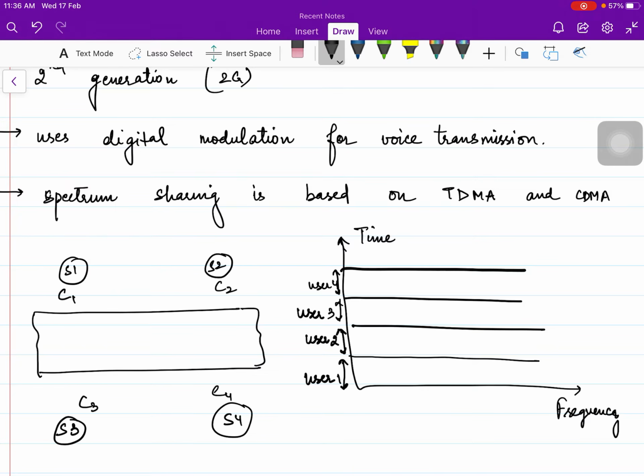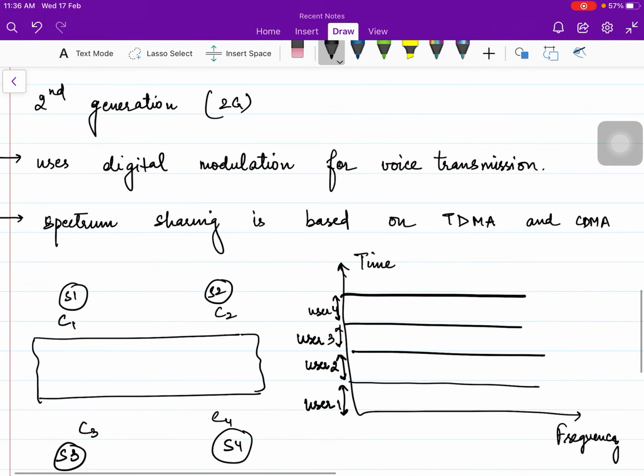So we are reading because our main topic is second generation. The first feature that should come to our mind for second generation is what type of data is being transmitted, what type of signal is being transmitted. So it is meant for voice transmission. The second thing is the modulation scheme, that is digital modulation scheme. And the third one is the spectrum sharing technique, which is TDMA and CDMA in the case of second generation. The drawback of privacy and security in first generation has been overcome in the case of second generation.